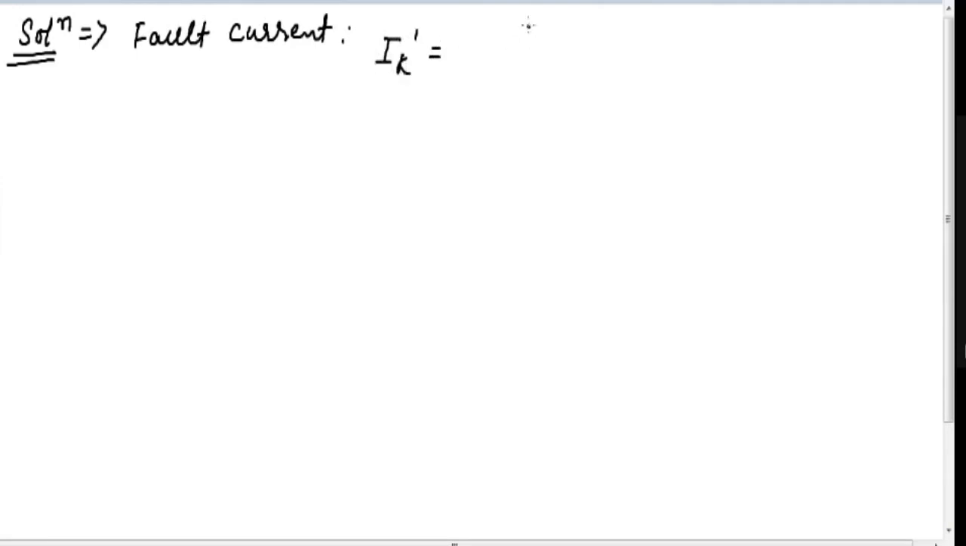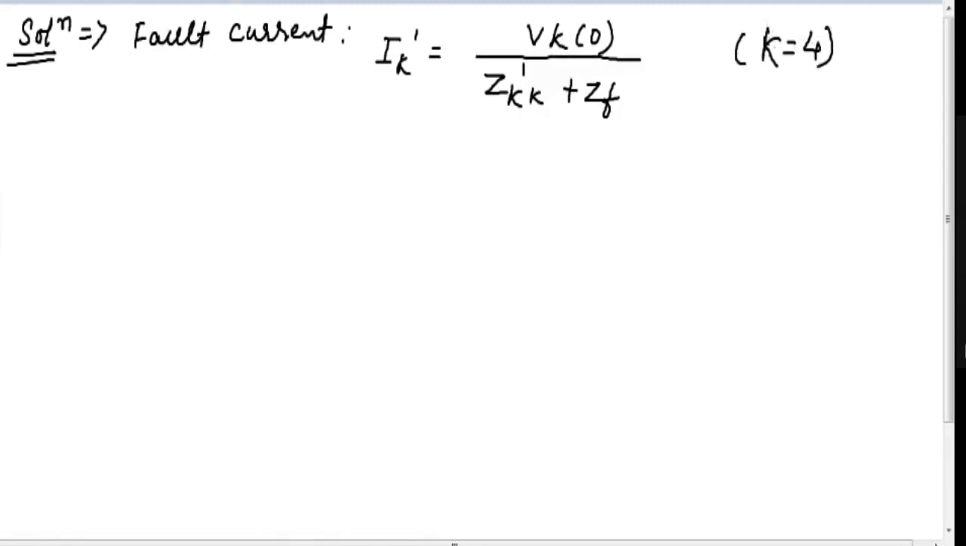IK1 is equal to VK0 upon ZKK1 plus ZF. That's it. So this will be the formula for the fault current. Now here in this case, K is equal to 4. Why? If you read the question carefully, you will see that. I will write the things once again so that you all will be able to note it down. The fault has occurred at bus number 4, right? So our formula will be in this way.